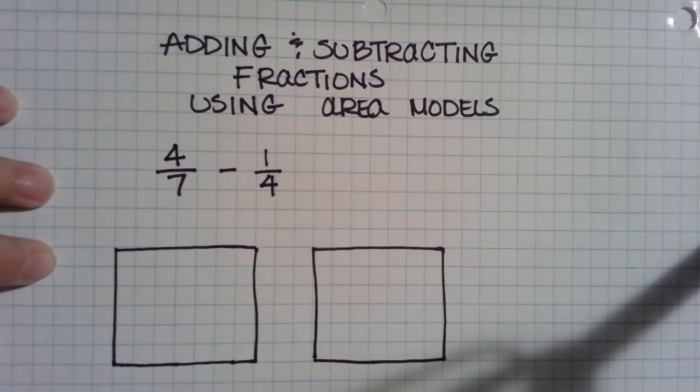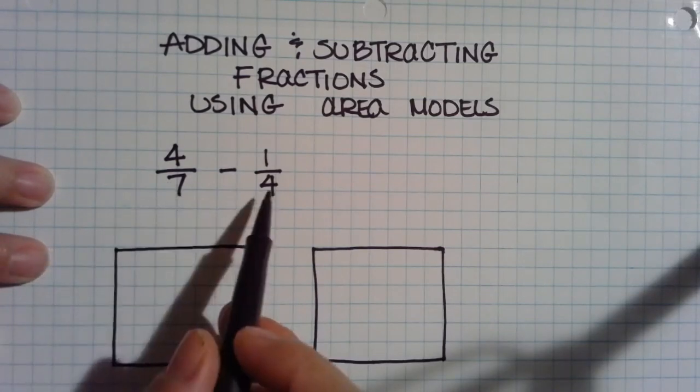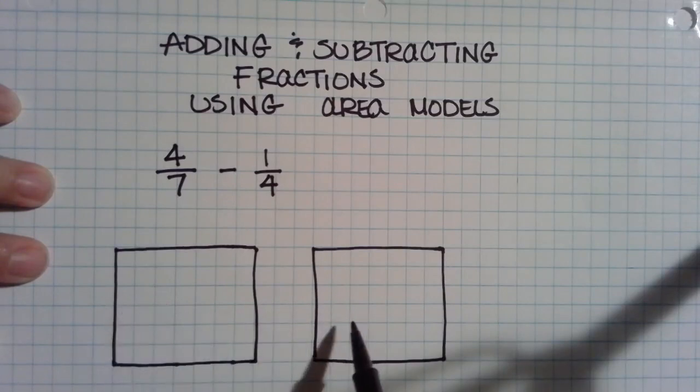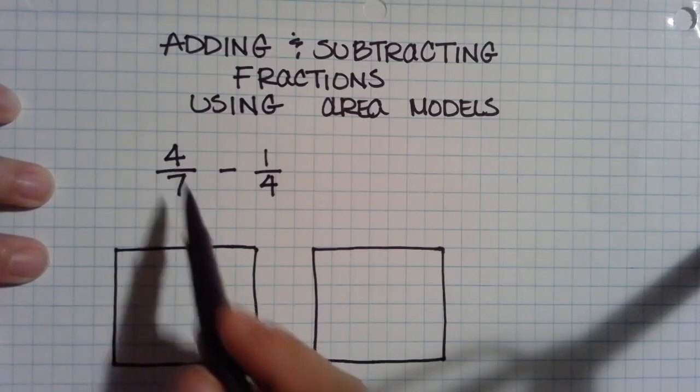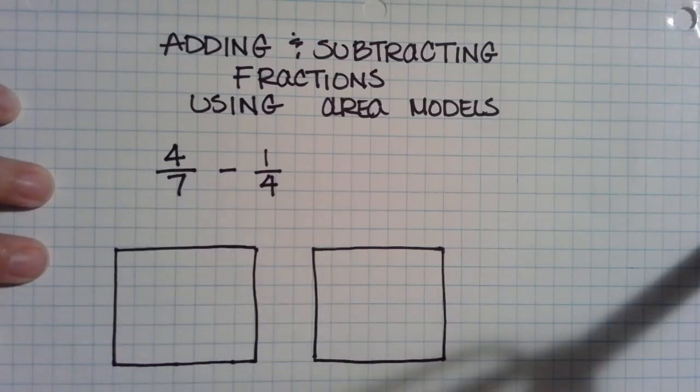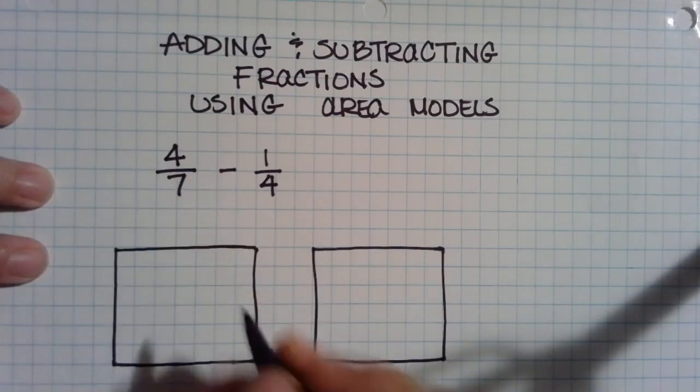Let's start with what we're doing today. We're adding and subtracting fractions using area models, and we have two fractions here, and I went ahead and drew my two boxes in. We know that we are going to use one box for each fraction to represent each fraction. Okay, so we're going to start with 4/7.